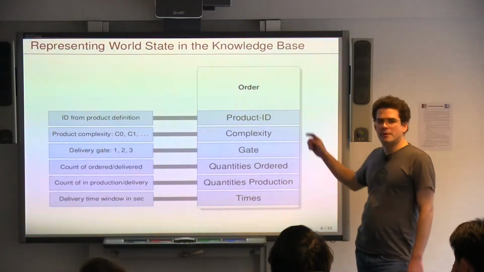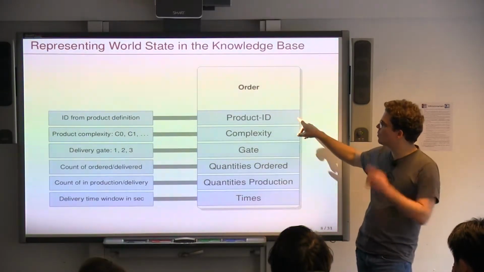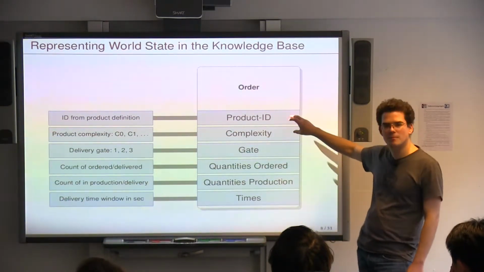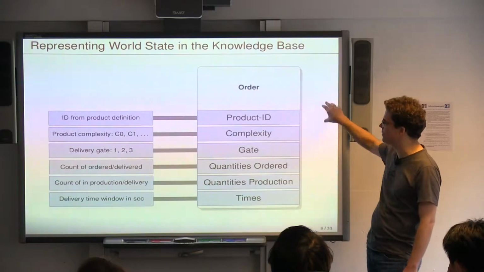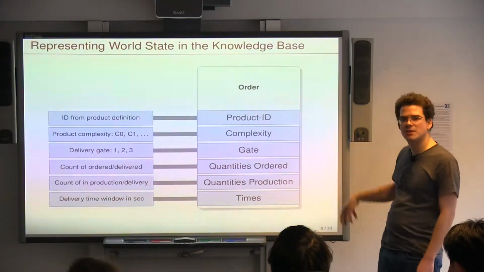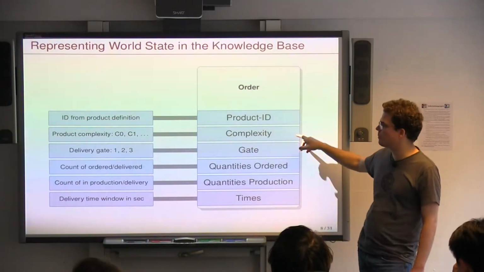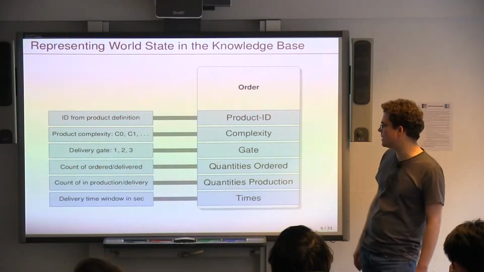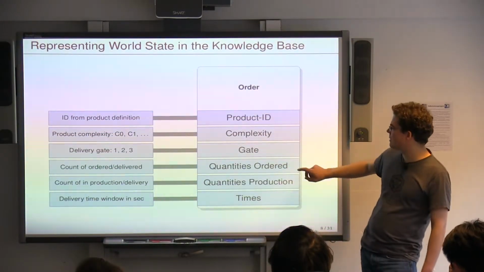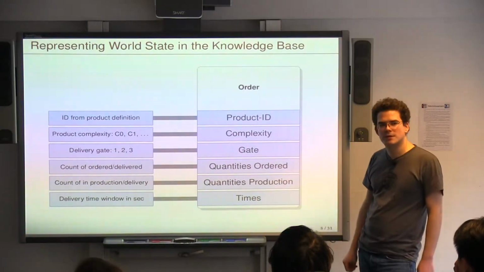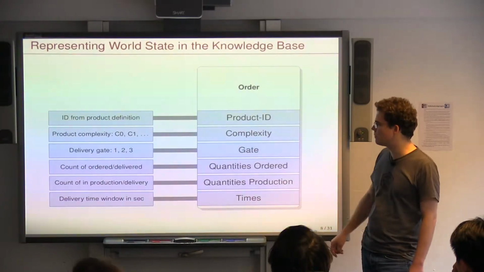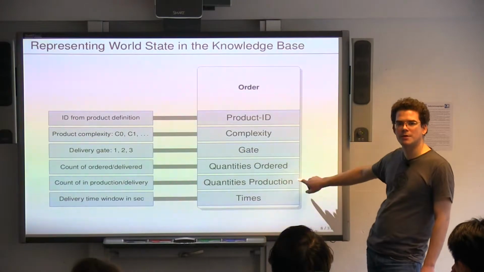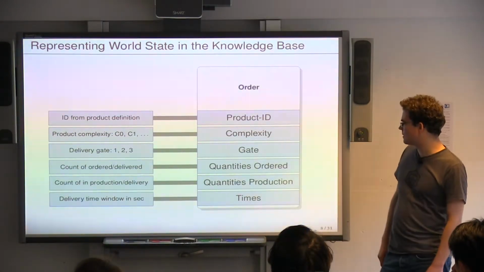The same goes for the order. We at first have a product ID, so which product is ordered with this order. So you'll have a matching product fact to this order where the product itself is defined. We have the complexity of the product, the delivery gate in which you should put the product in the delivery station, how many quantities of this product is ordered in this order. Well, it can be more than one, so that's important. How many we have in production or in delivery, and well, again, the time.